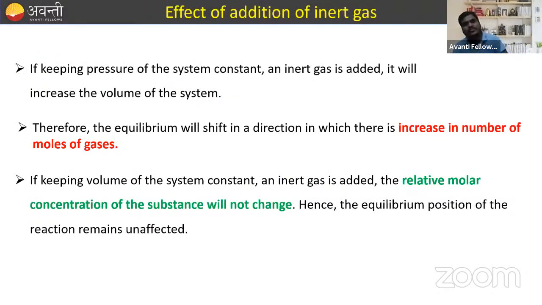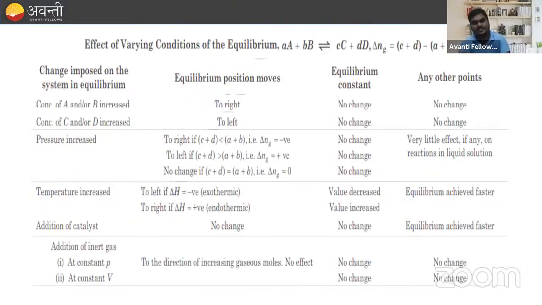Now, the last one is the effect of addition of inert gas. If we keep the pressure of the system constant and an inert gas is added, it will increase the volume of the system. Therefore, the equilibrium will shift in the direction in which there is an increase in the number of moles of the gas. If we keep the volume of the system constant and inert gas is added, the relative molar concentration of the substances will not change. Hence, the equilibrium position of the reaction remains unaffected.